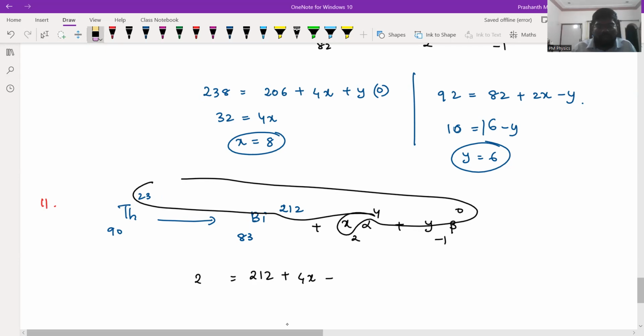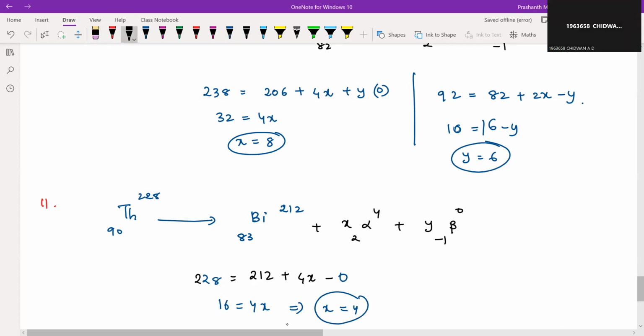They take it as 228. So 228 here. Then you can take it, then 4x, this is 0. Then we'll be getting 16 is equal to 4x, x is equal to 4 will come. Then again, you put it back in the second equation, you get the y value. I'll get 1. Okay, getting it? Yes. Again, these are the standard model questions.